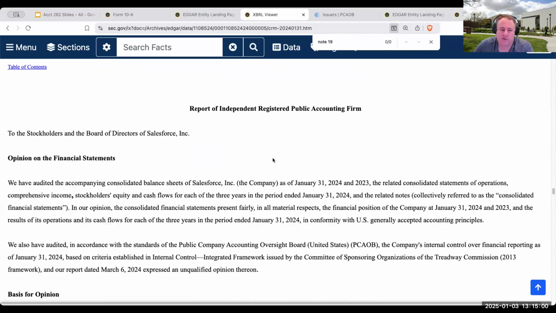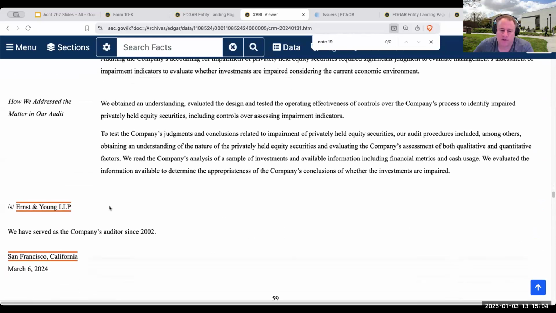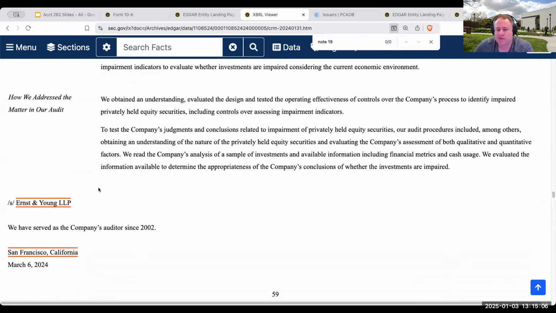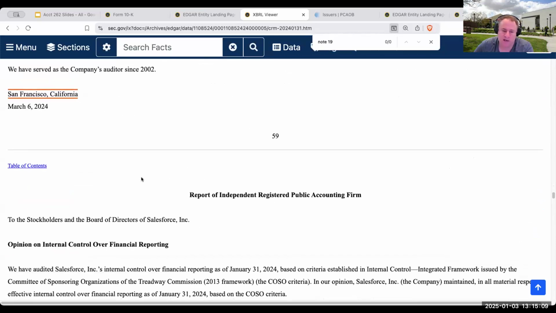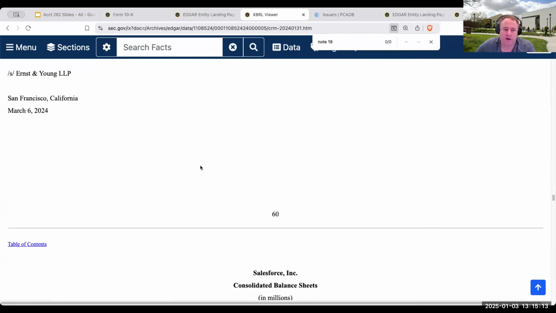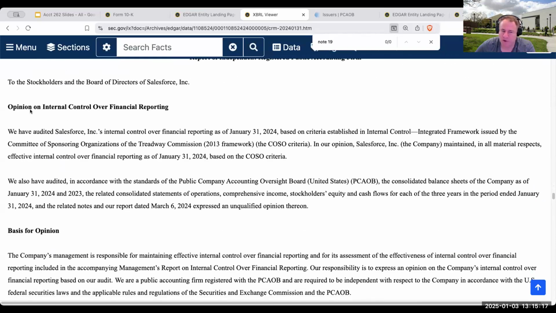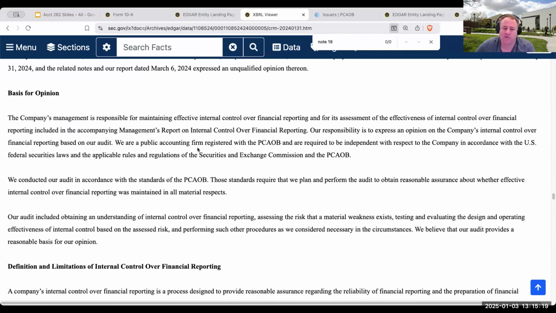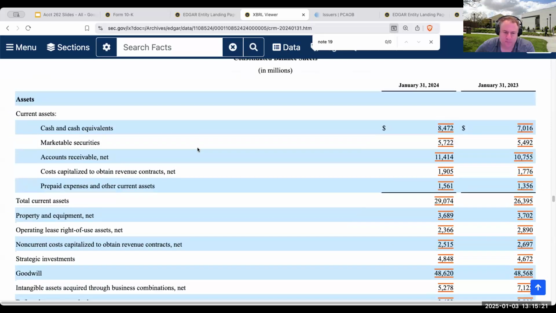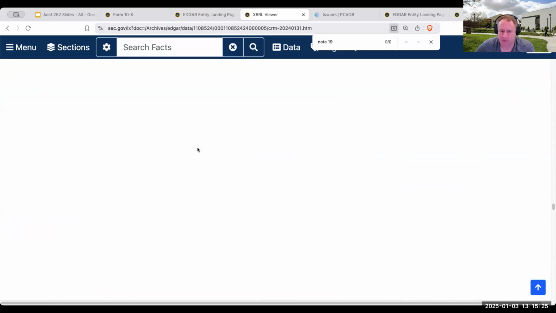So the first thing you'll see is the auditor letter. Ernst & Young has been auditing Salesforce since 2002. And over here is basically their opinion on internal control over financial reporting. And here you're going through and looking at their financial statements.